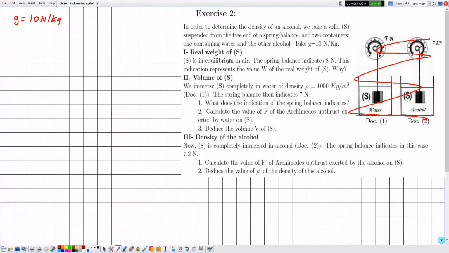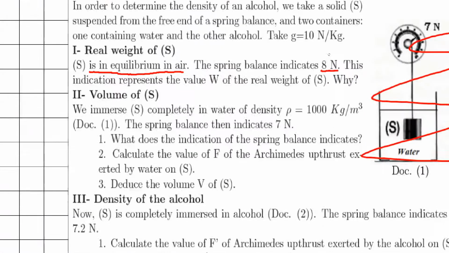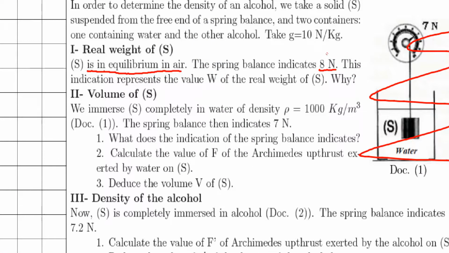So S is in equilibrium in air. The spring balance indicates 80 newtons. This indication represents the value W of the real weight of S. So knowing that the solid S is attached to the free end of the spring balance and it's in equilibrium in air, 80 newtons represents the real weight of the solid S.